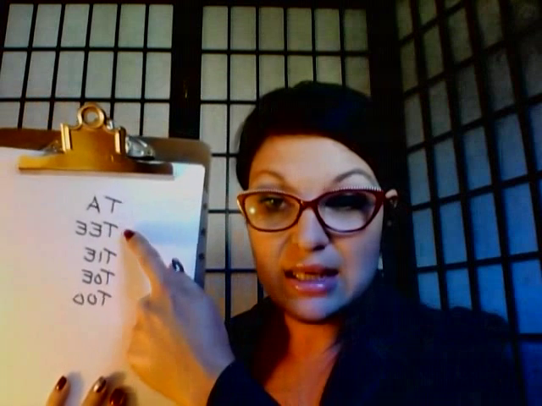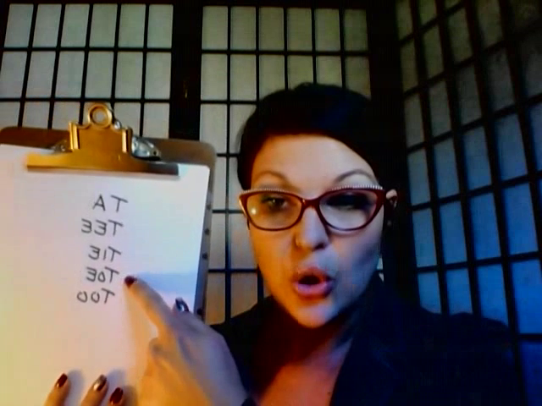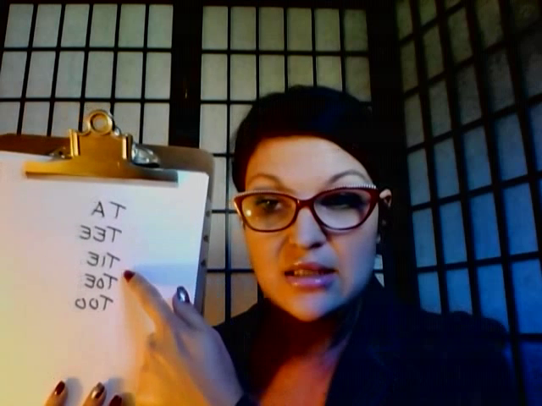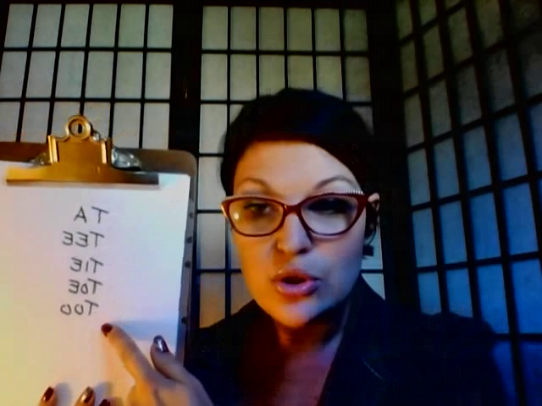Our first exercise is ta, ti, tai, to, tu. Ta, ti, tai, to, tu. Now this is following all the vowels. If you practice this, then you'll be able to say the T followed by any vowel. So, let me show you. Ta, ti, tai, to, tu. And you get faster and faster as you say it.